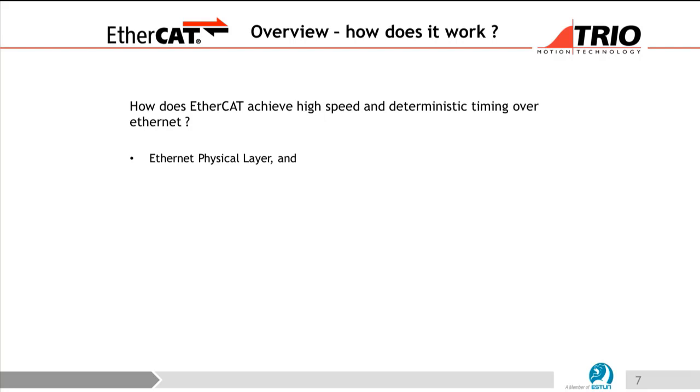So how does EtherCAT achieve high speed and deterministic timing over Ethernet? It uses the physical layer, and it's not using CSMA/CD, which means collision detection. It's just sending out a telegram and then receiving it back. In Ethernet there is collision detection, so it has to broadcast and make sure that the telegram comes back to the right sender.